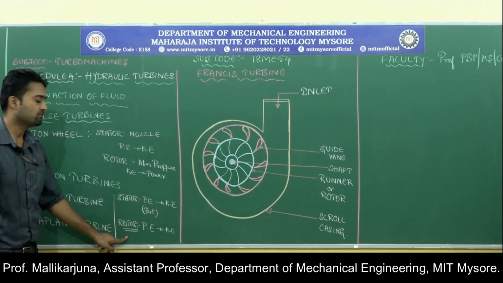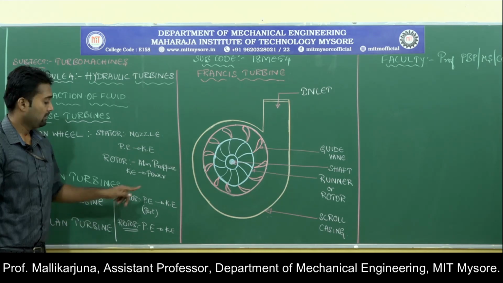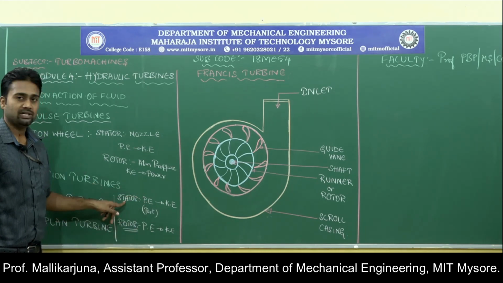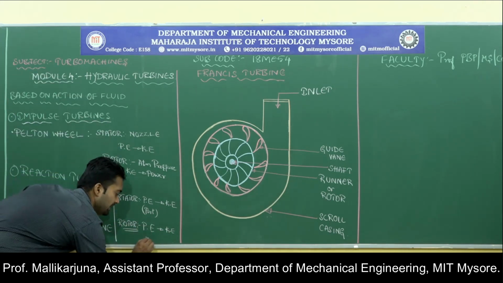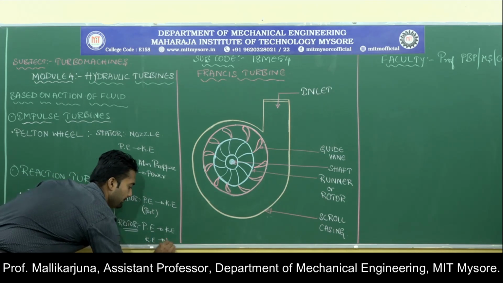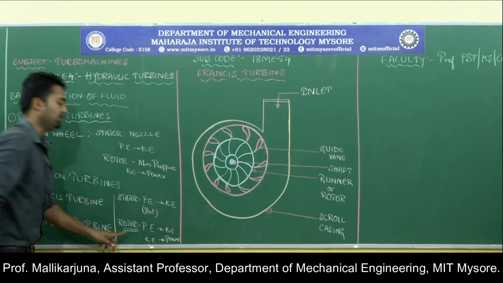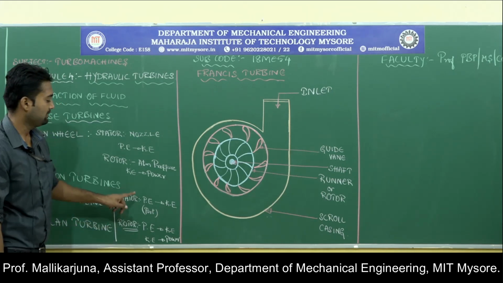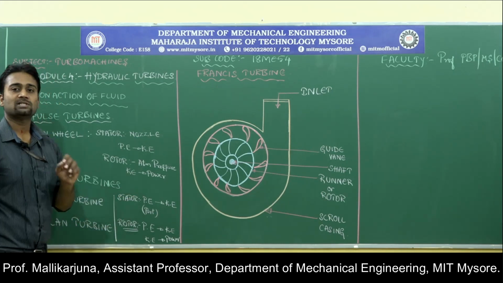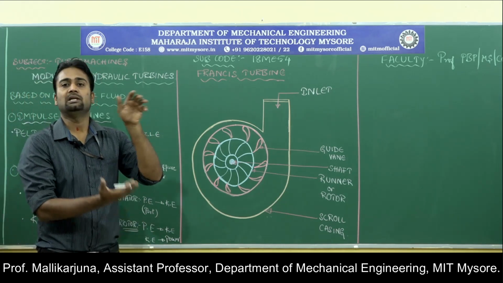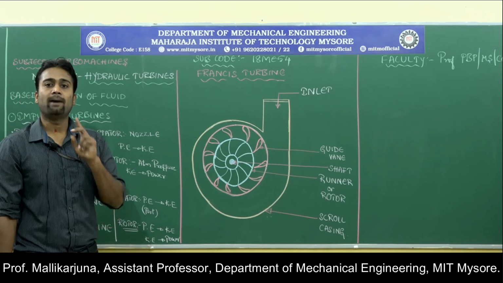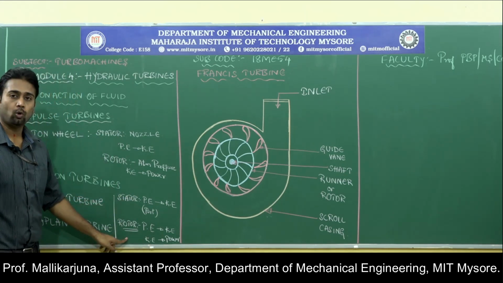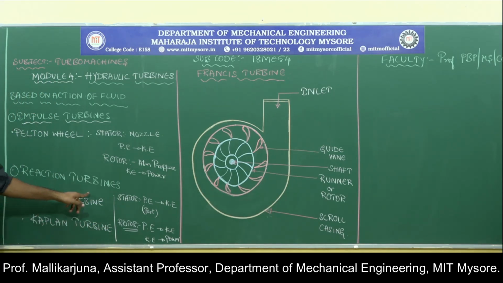While the fluid is flowing through the rotor, part of the pressure energy is converted into kinetic energy in the stator, and the remaining pressure energy will be converted into kinetic energy, and then this kinetic energy will be utilized to generate the power in the rotor. That means the pressure energy, the potential possessed by the fluid, will be utilized by both stator as well as rotor in case of reaction turbines. That is why these machines are termed as reaction.